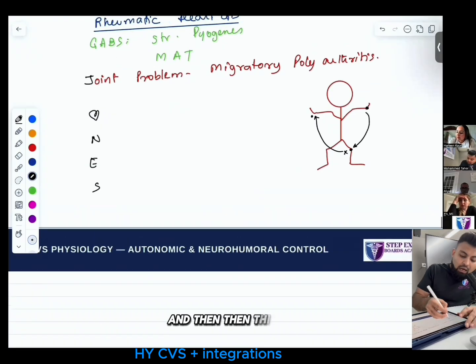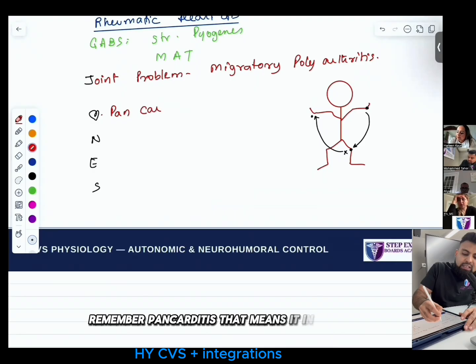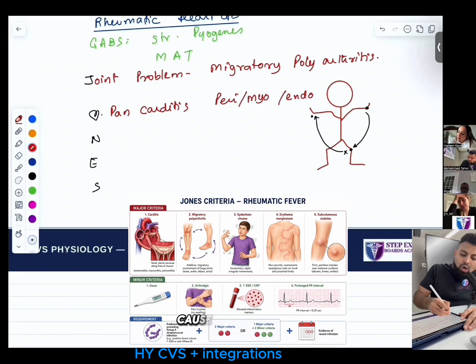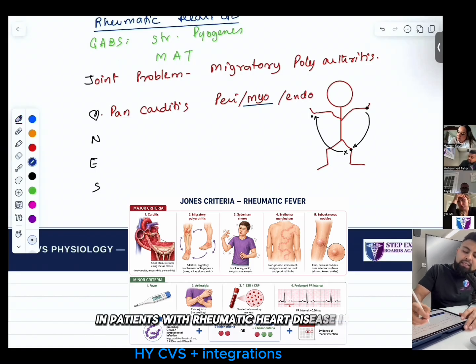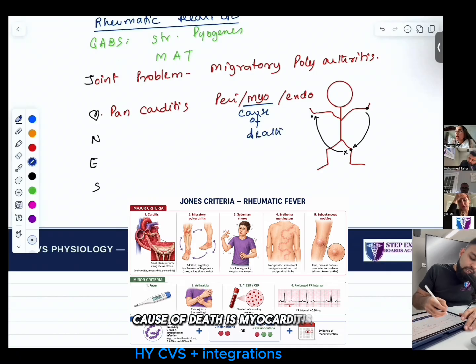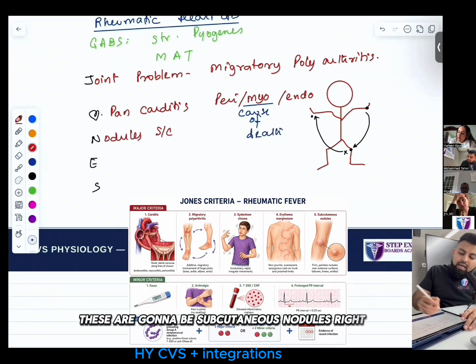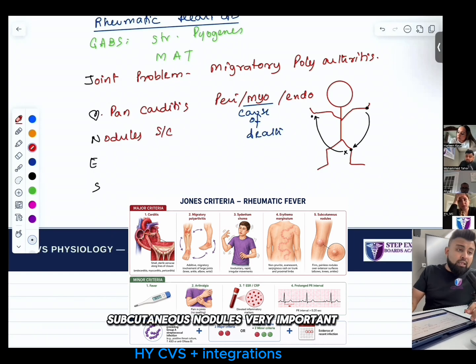And then this heart is pancarditis. Remember, pancarditis means it involves all: pericarditis, myocarditis, and endocarditis. One of the very important causes of death in patients with rheumatic heart disease is myocarditis. N is for nodules. These are going to be subcutaneous nodules. Subcutaneous nodules, very important. That's a question.